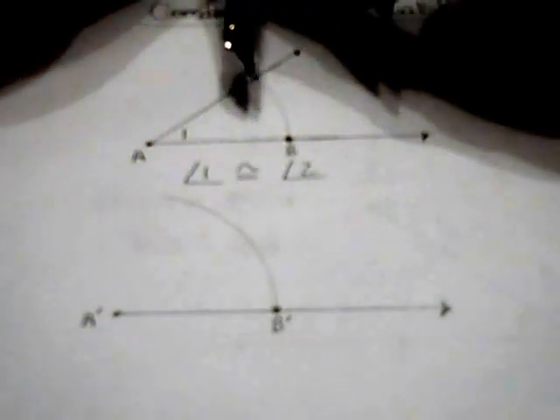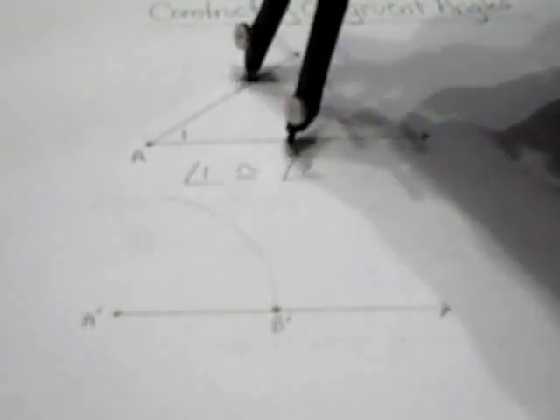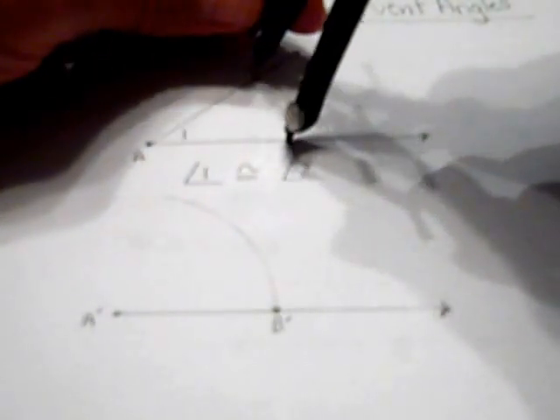So the next step in constructing congruent angles, or constructing angle 2, is to measure from point B over to point C. So I'm going to have to adjust my compass down to C, so that my pivot point is on B, and my compass lead is on C.